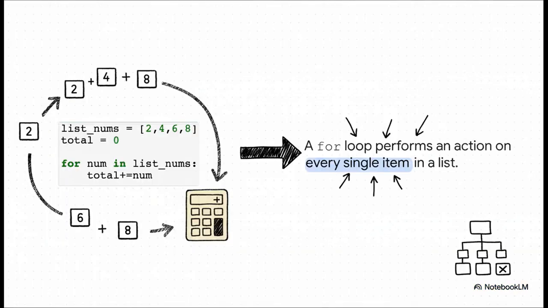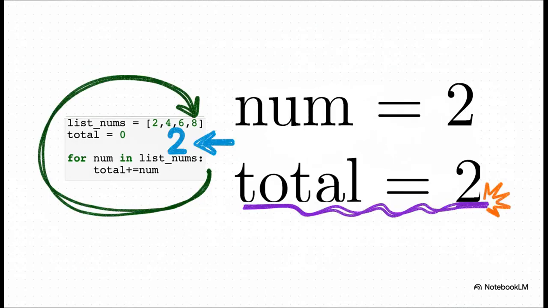The most common kind of loop you'll see is a for loop. It is designed to go through a sequence of items, like all the numbers in this list, one by one. The goal here is simple. We want to add up all the numbers. So we start a total at 0, and we let the for loop do all the boring, repetitive work for us. Let's just watch it work.